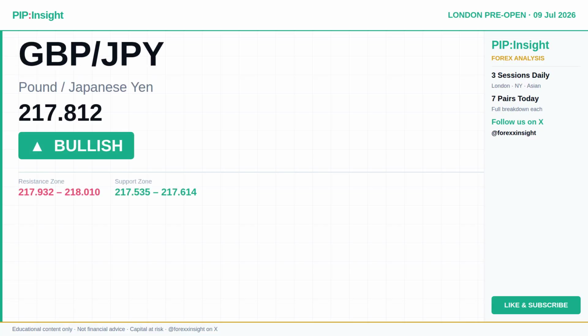Pound yen. The chart is showing bullish structure on this session. The 4-hour trend is to the upside and the 1-hour is also pointing higher. Resistance is marked between 217.932 and 218.01. Support is marked between 217.535 and 217.614. Here is the full chart breakdown.